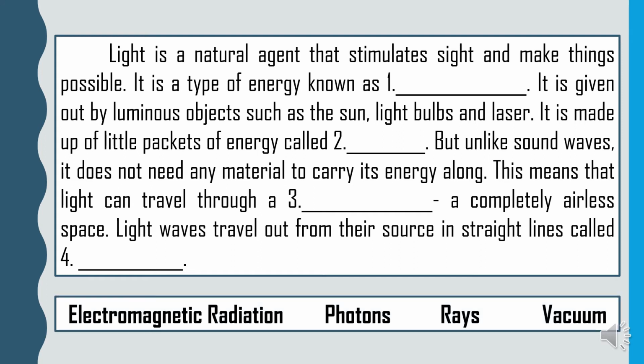Light is a natural agent that stimulates sight and makes things possible. It is a type of energy known as blank. It is given out by luminous objects such as the sun, light bulbs, and lasers. It is made up of little packets of energy called blank. But unlike sound waves, it does not need any material to carry its energy along. This means that light can travel through a blank, a completely airless space. Light waves travel out from their source in straight lines called blank.